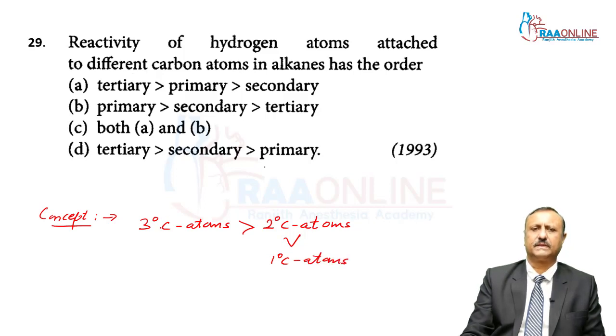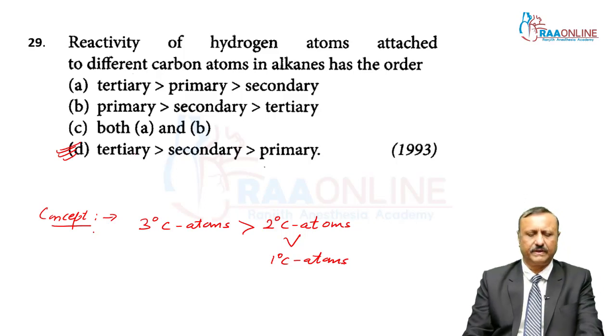In this way, you can see that tertiary halides are more active than secondary, which are more active than primary. So you can go to the answer, that is D. D is the correct option: tertiary, secondary and primary.